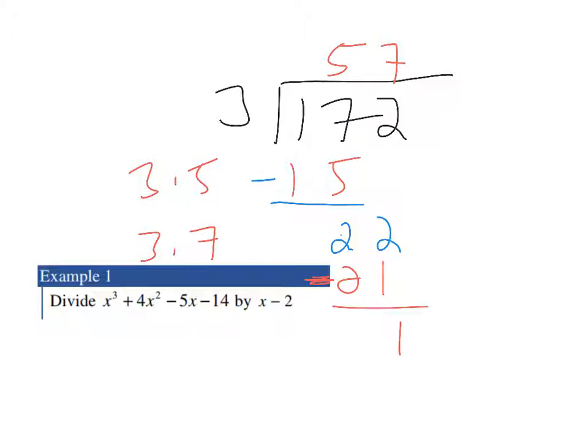So I can write 172 divided by 3 is the same as 57 with a remainder of 1. I can write it as 57 plus 1 over 3. I'm dividing by 3, and that's what we do. So we multiply, we subtract, we repeat the process until we get a remainder that we can't divide by the divisor. And that's what we're going to do with polynomials now.